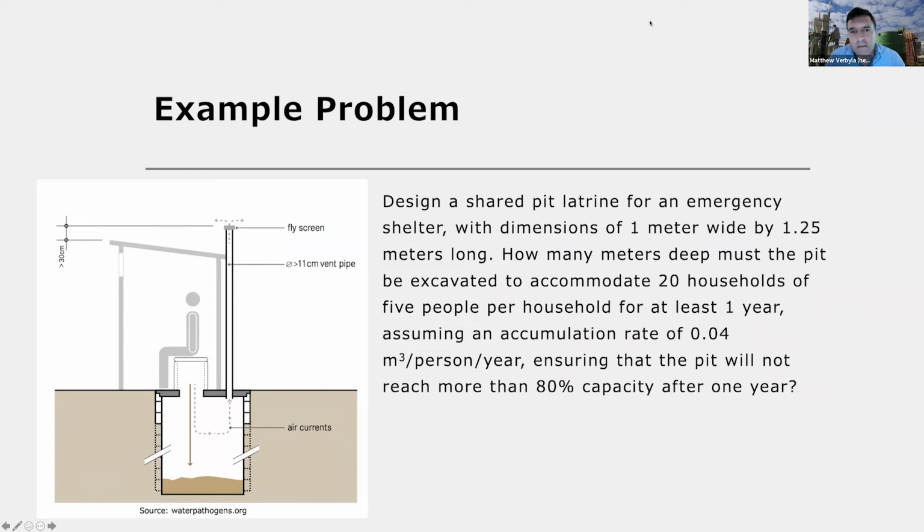All right, so let's do an example problem. We're going to design a shared pit latrine for an emergency shelter with dimensions of 1 meter wide by 1.25 meters long. So the question is, how many meters deep must the pit be excavated in order to accommodate 20 households of 5 people per household for at least 1 year, assuming an accumulation rate of 0.04 cubic meters per person per year, and ensuring that the pit will not reach more than 80% capacity after 1 year.